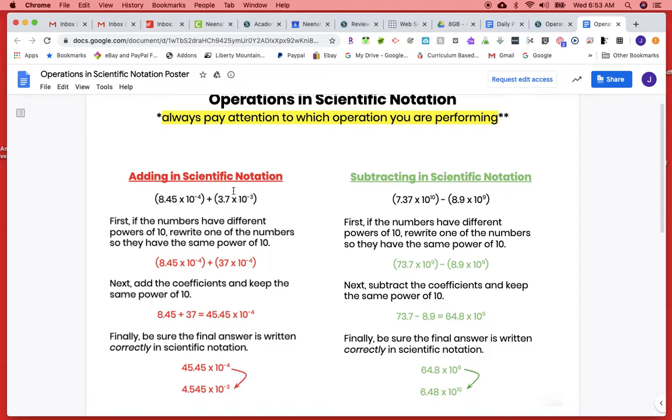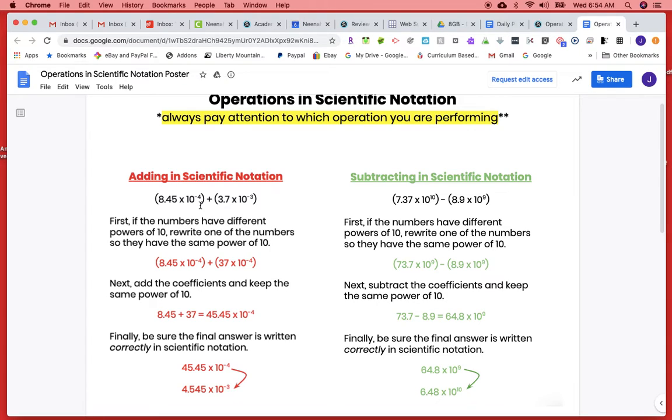Adding in scientific notation. First, if the numbers have different powers of 10, rewrite one of the numbers so that they have the same power of 10. So let's look at this. We have 8.45 times 10 to the negative fourth plus 3.7 times 10 to the negative third. We need to look at our exponents. We have a negative 4 and a negative 3. In this case, they're different, so we need to follow this rule: if they have different powers of 10, rewrite one of the numbers so they have the same power of 10.